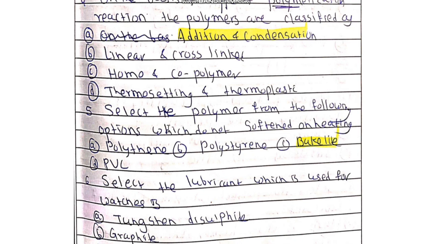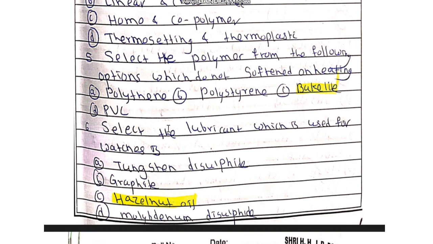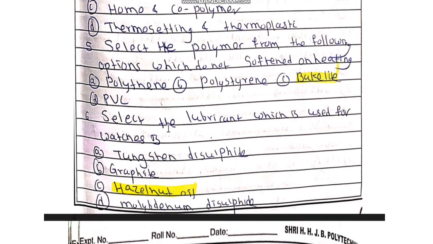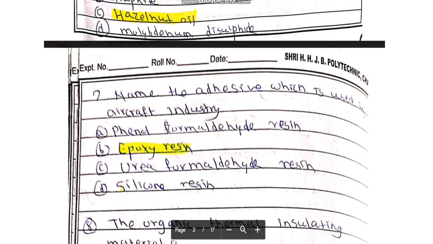Bakelite, it does not soften on heating. It is thermosetting plastic. Select the lubricant which is used for watches. Hazelnut oil, it is used for watches. Then next is name the adhesive which is used in aircraft industry. In aircraft industry, epoxy resin is used as adhesive.